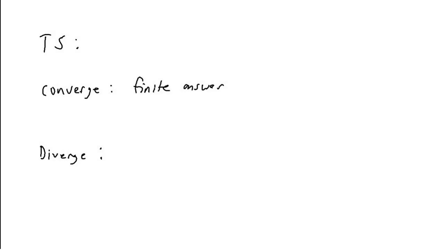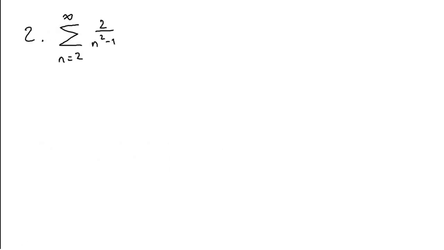And keep in mind that a telescoping series can diverge, even though it's not that common, and it will only diverge if you get something like does not exist or you get plus or minus infinity. So now on to number 2. We have the series from 2 to infinity of 2 over n squared minus 1.